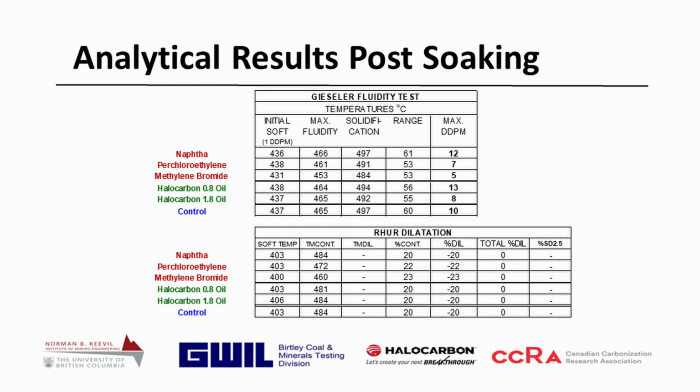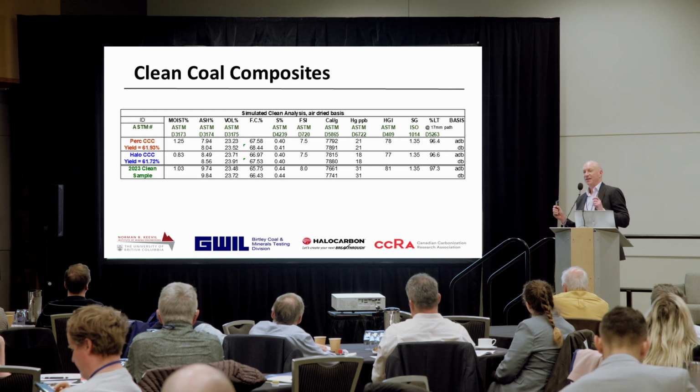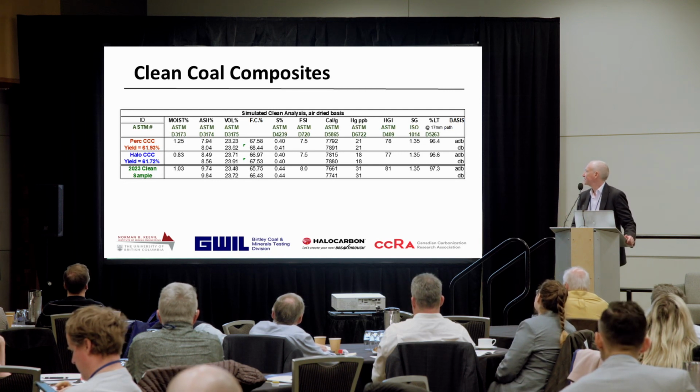On the bottom half, taking a look at dilatation, contraction, again, the results from the different fluids, and the halocarbon was very, very similar to the control sample. So what we did after testing those, we combined the coarse coal with the fine coal, got the clean coal composites, and really did the exact same thing.